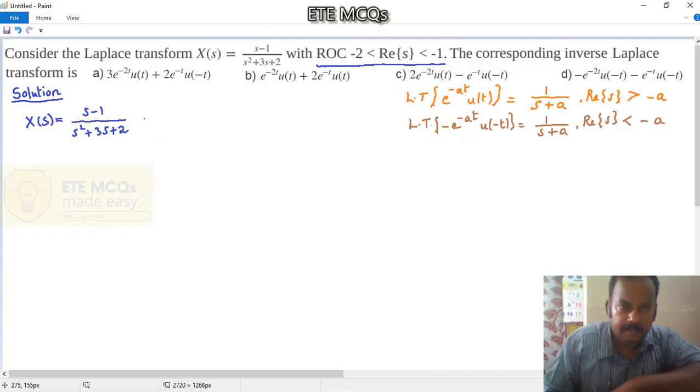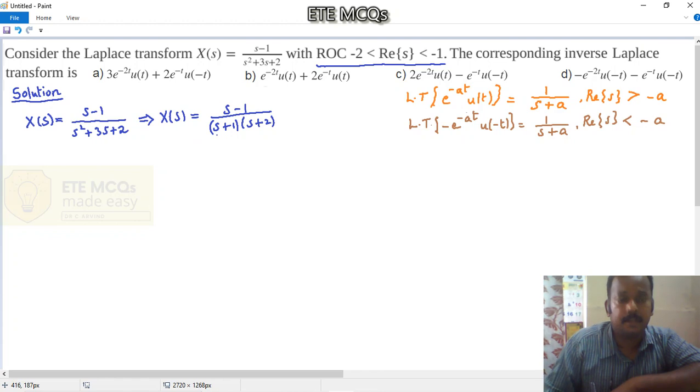Now rewriting the rational function in terms of factors, we can say that X(s) can be rewritten as (s minus 1) divided by (s plus 1) into (s plus 2). That's it. So the denominator is rewritten in terms of factors. Now let us apply the method of partial fraction.